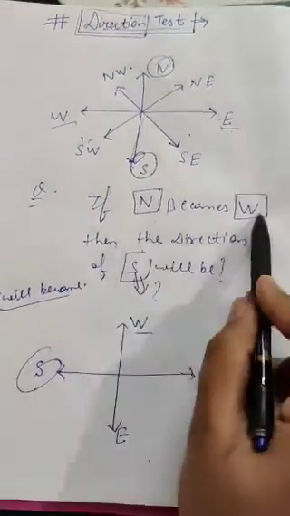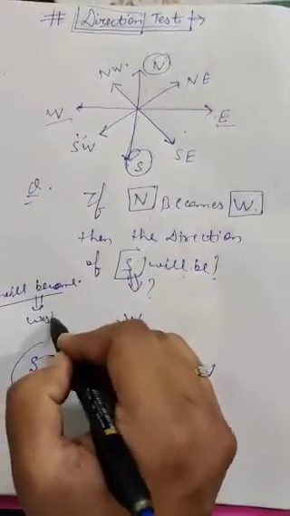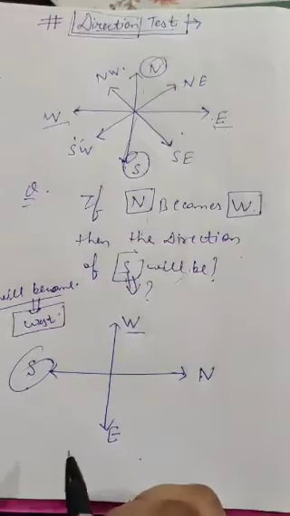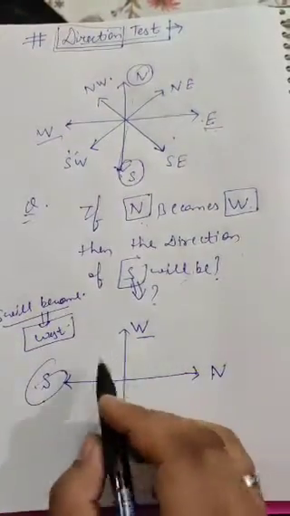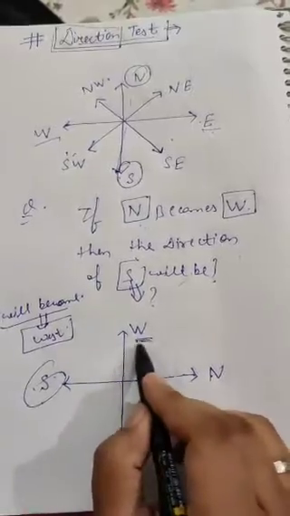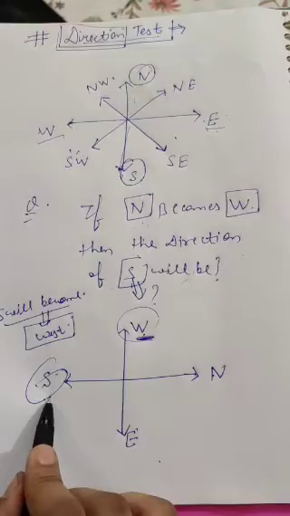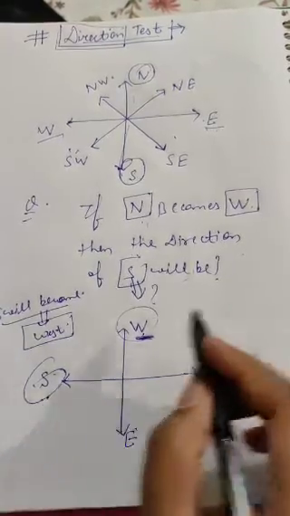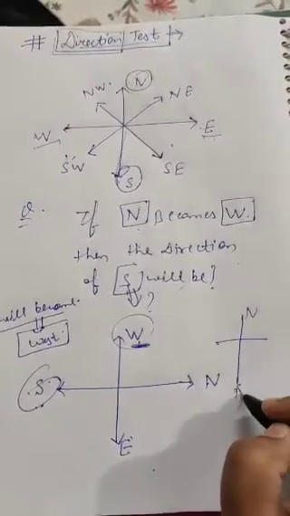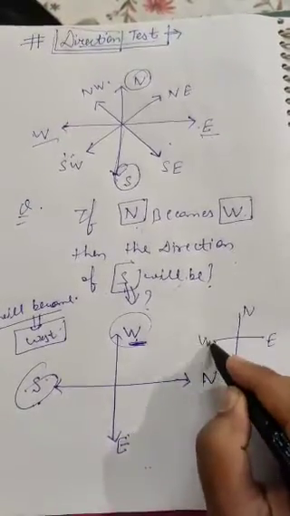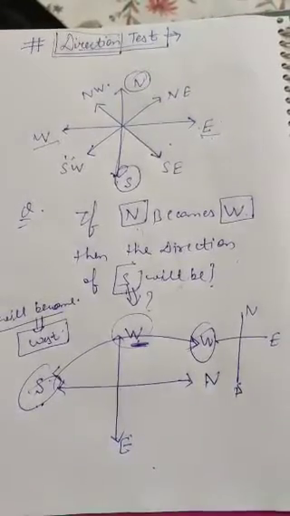So when north has become west, south will become west, the way it is shown here. So it is clear. We have to choose the original direction. If the original direction of north is converted into west, then the original direction of south will be considered, as we know the original directions are north, south, east and west. So here south will be taken in the form of west.